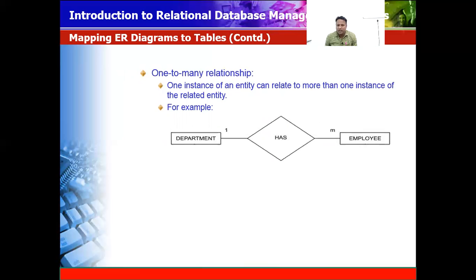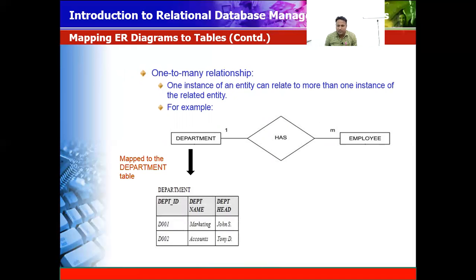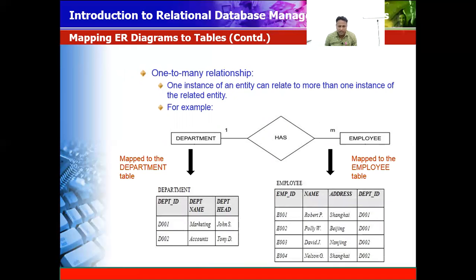One department has many employees. This is called the one to many. So one department has different employees. That is one to many.